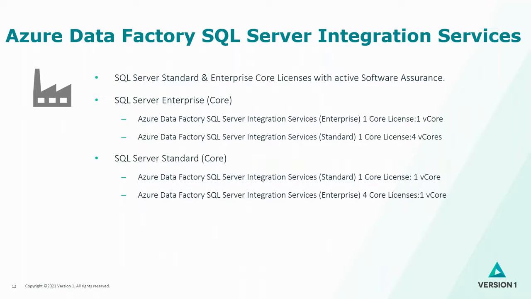And then Azure Data Factory. So Azure Data Factory SQL Server Integration Services. Standard or enterprise licenses, core-based licenses with SA, recurring theme, still applies. And what you get essentially for the enterprise is a 1-to-1. If you want to use standard, for every enterprise, 1 core equals 4 cores. And then, as you can see in the slides, when we flip that on its head, SQL Server Standard gives an equivalency of 1-to-1 for the standard edition. And then when running enterprise, 4 cores equals 1 vCore.